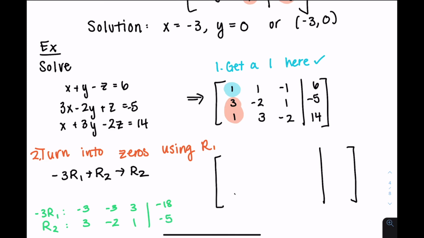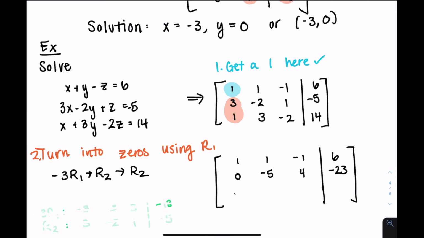Now we go ahead and just add them together. So my first row stays completely untouched. My new second row is going to be 0, negative 5, 4, and negative 23.